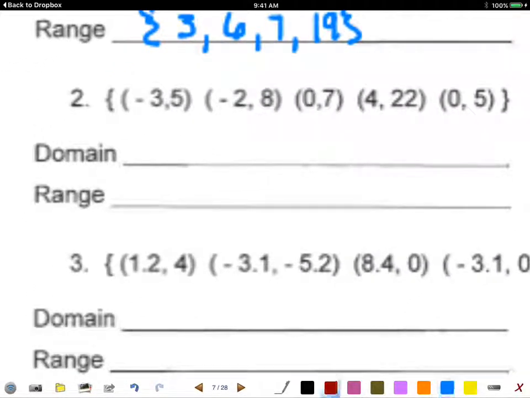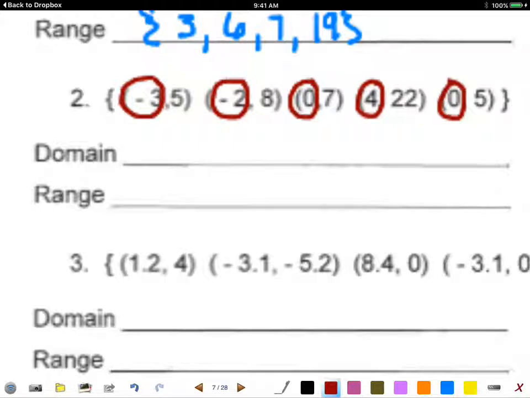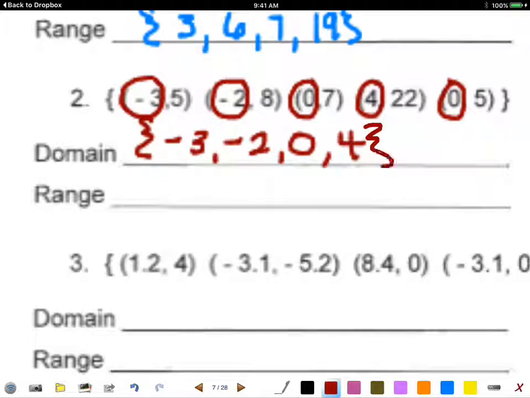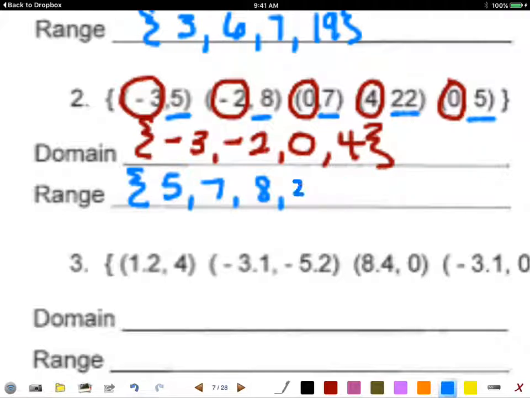Okay, we have to label the domain for this set of numbers. It's called a set of numbers. The little brackets refer to what's called set notation. The set of numbers. It's just mathematically something that we say. Okay, so let's put these in order. So, what's the smallest? -3. Next? -2. And? 0. And? 4. Good. Okay. Can we do the range now? Okay, what is the smallest? 5, okay, 7, okay, 8, uh-huh. 22. Okay, very good.